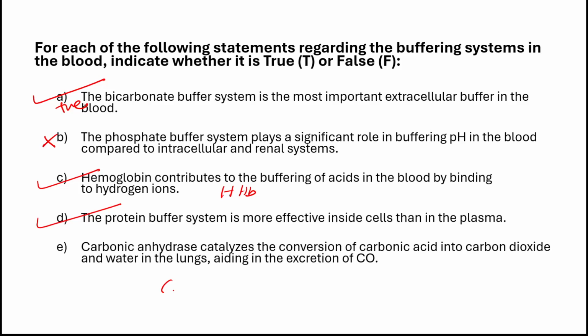Carbonic anhydrase, if you can remember, breaks down carbon dioxide plus water to form a proton and a bicarbonate ion. So, conversion of carbonic acid to carbon dioxide and water in the lungs, aiding in the excretion of carbon. Here it should be carbon dioxide. So yes, this happens, and the other way around it does the same process. So it is a true statement.